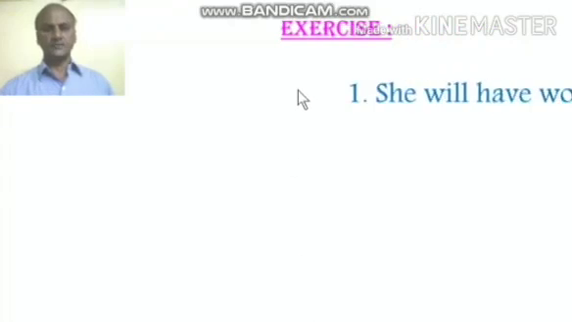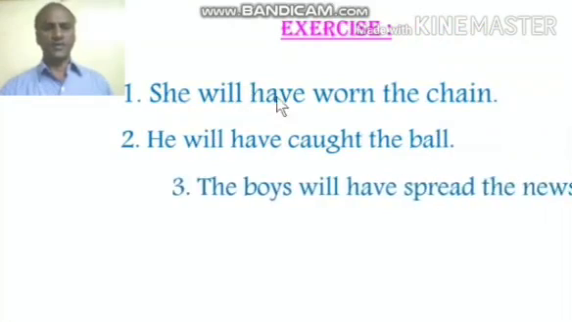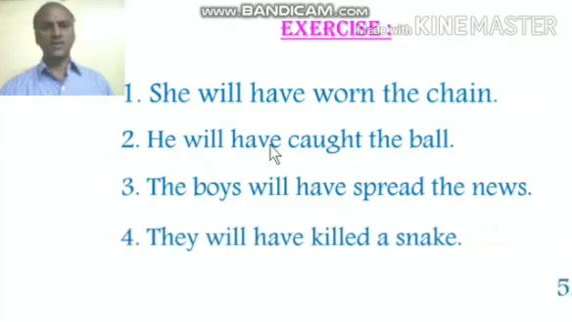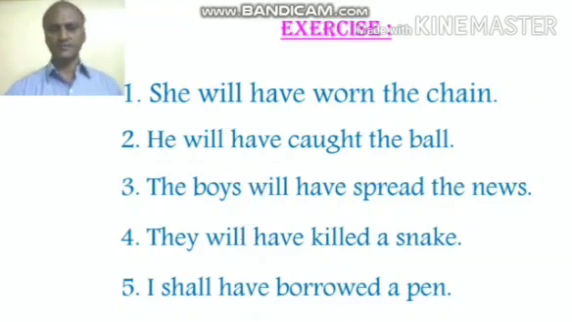Then the exercise for future perfect. She will have worn the chain. He will have caught the ball. The boys will have spread the news. They will have killed a snake. I shall have borrowed a pen. So will have worn, will have caught, will have spread, will have killed, shall have borrowed. So all these are in future perfect. So the examples which I gave, look at them, understand, then write the answers for these sentences in passive voice.